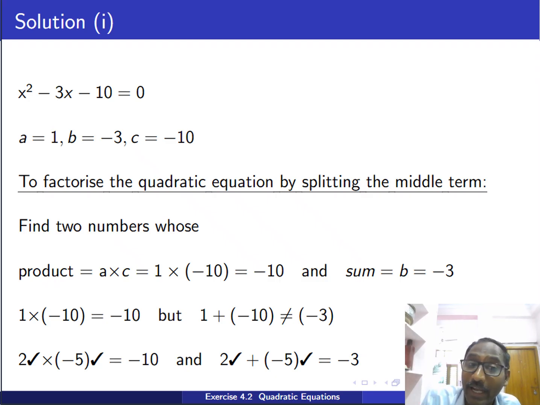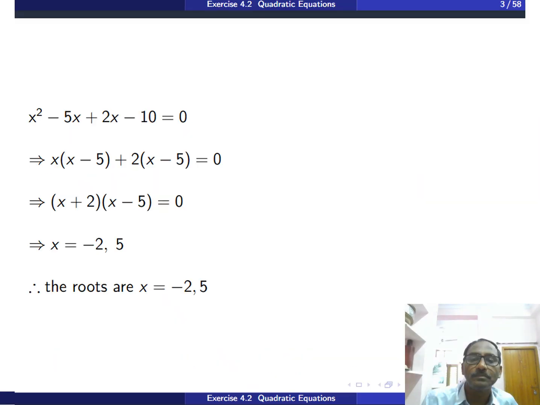How can I split minus 3x? 2x plus minus 5x. So x square minus 5x plus 2x minus 10 equal to 0. This implies taking x common from the first two terms, x times x minus 5 plus 2 times x minus 5 equal to 0. This implies x plus 2 times x minus 5 equal to 0. This implies x equal to minus 2, x equal to 5. Therefore the roots are x equal to minus 2 comma 5.